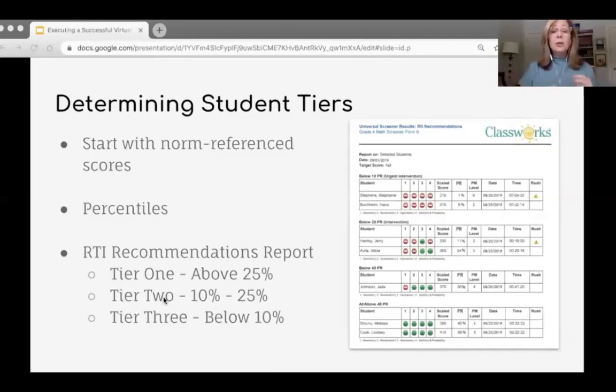Let's look at the Universal Screener Results, RTI Recommendations Report. Now, you see this here, a list of students grouped according to their percentile rank. The information provided includes the student's percentile rank, the recommended progress monitoring level, along with the urgency of that intervention. These scores are an important piece of tier identification. Classworks follows the NCII guidelines and recommends using the following percentiles for potential tier placement. So we think of tier 1 above 25%, tier 2 between 10 and 25%, and tier 3 10% and below.